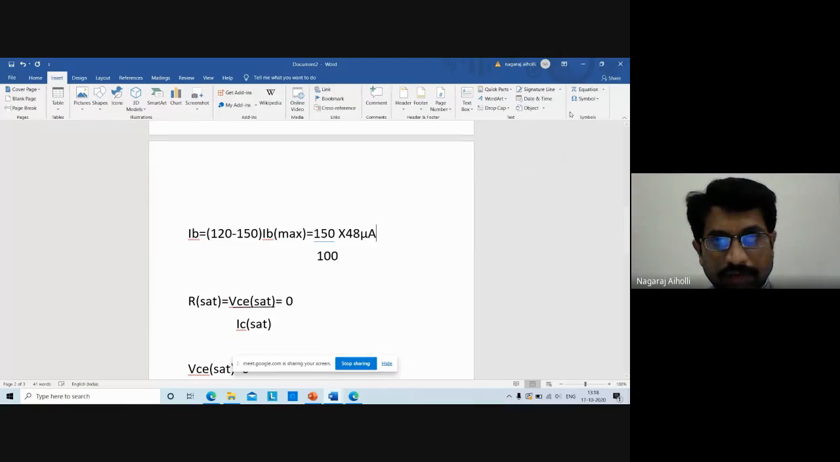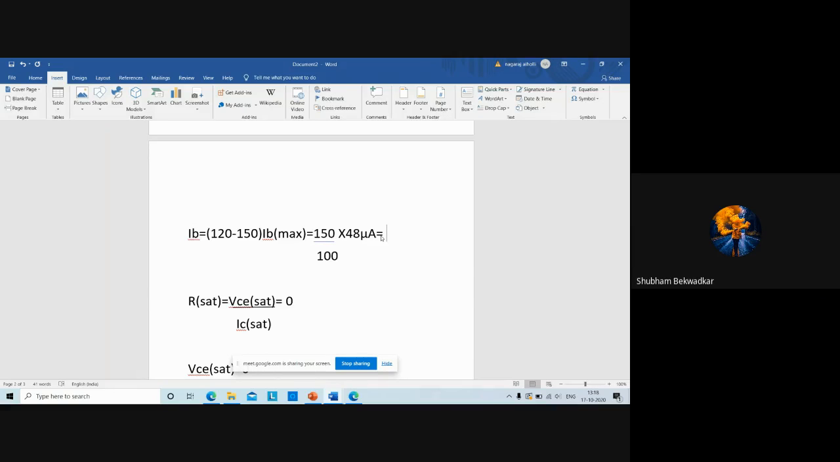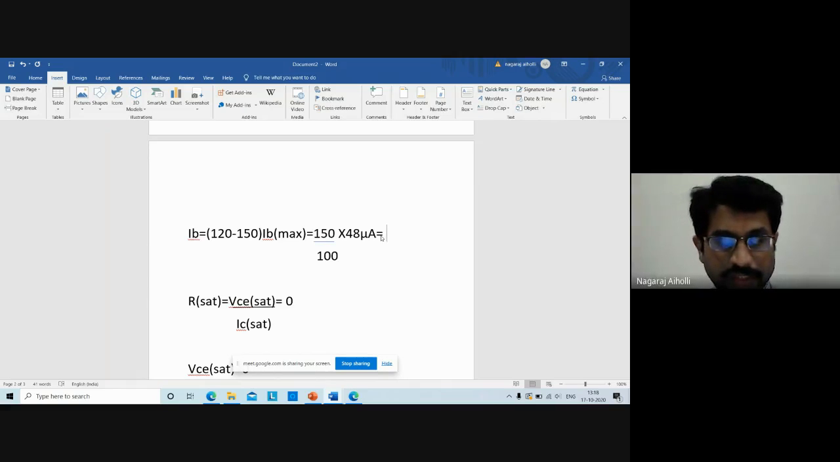Substitute that. Then find the value of this. See how much you get for IB. For the transistor to go to saturation, IB should be 150% of IB max. If you apply this condition, how much IB value do you get? Sir, 7.2 into 10 raised to minus 4. Very good. So it is 72 microampere. Keep it in engineering mode in your calculator so that you get 72 microampere. Correct?